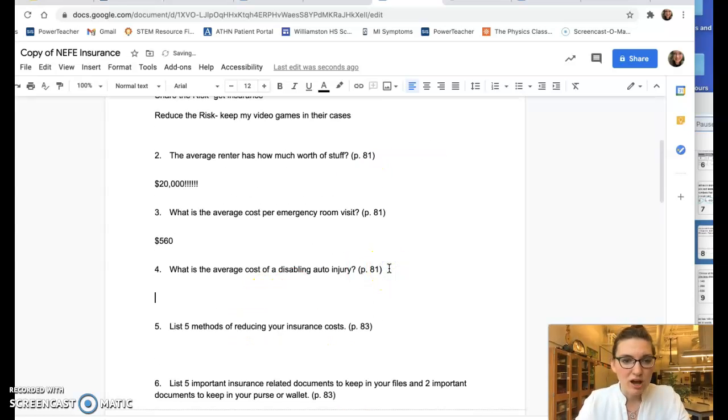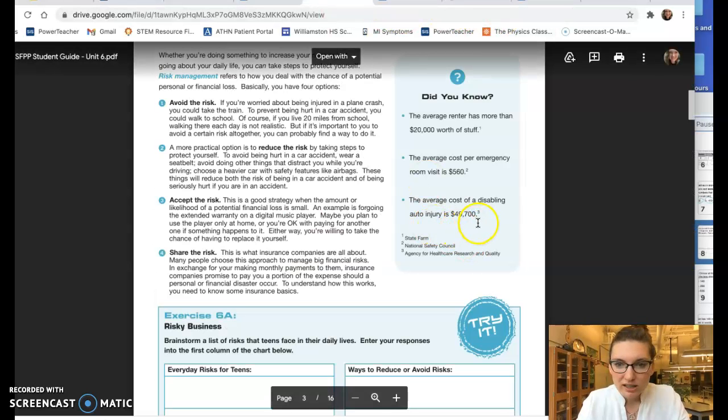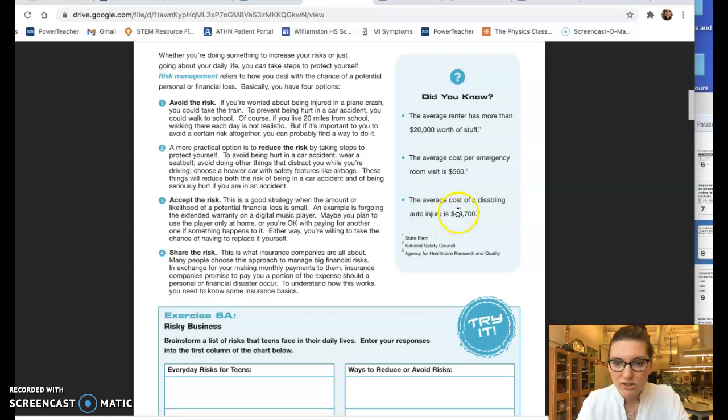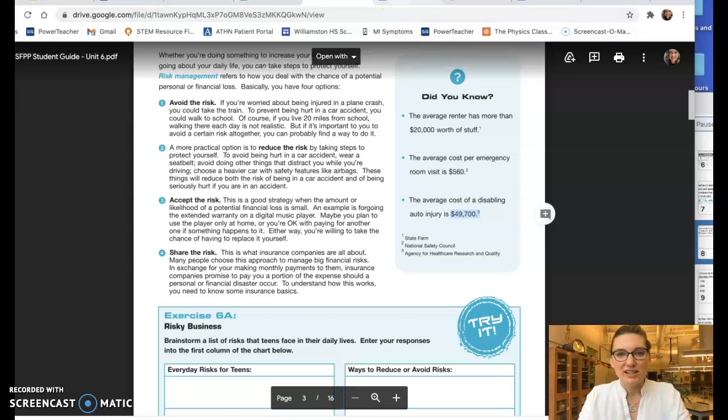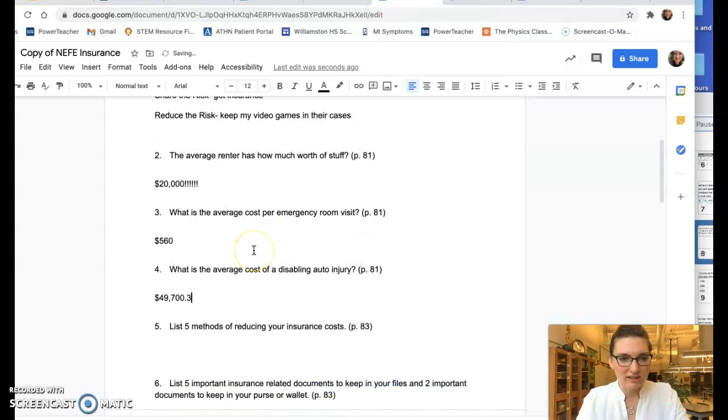What is the average cost of a disabling auto injury? The average cost of a disabling auto injury is $49,700. See, that sounds like, I assume that things are just catastrophically expensive to deal with. So, yeah, that makes sense to me.